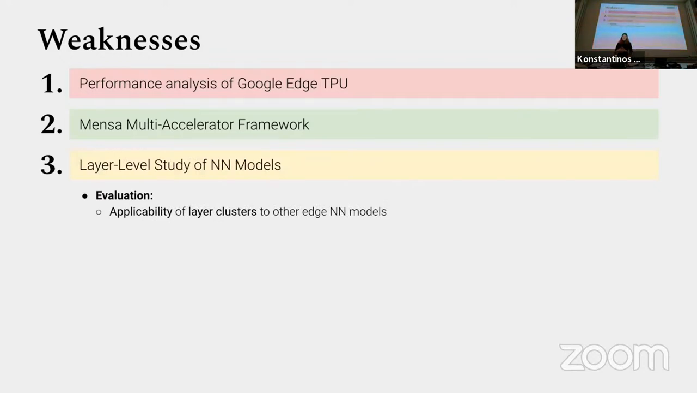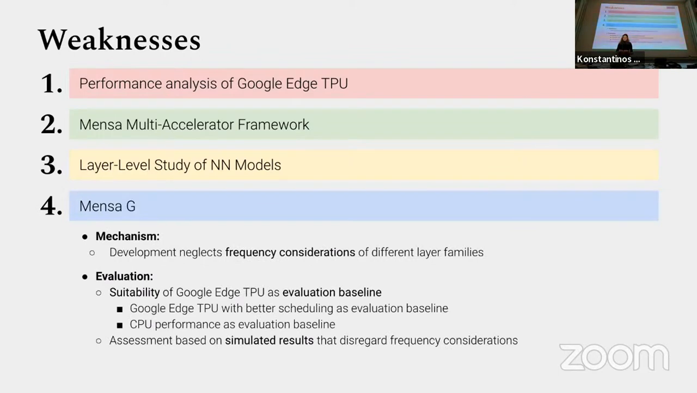Finally, the third weakness, I would like to go back to this layer study analysis, where I just questioned if other models which were not within these 24 Google models would also map into the same families. And then again, also if future models would map into these. And then finally, once again, this frequency consideration of these different layer families. So this analysis of the Mensa G just averaged it over all the models. But then again, we had a lot of CNN models. We had only two transducers. So there is not that much frequency consideration within this averaged analysis.